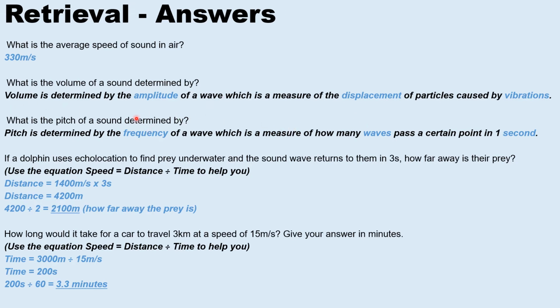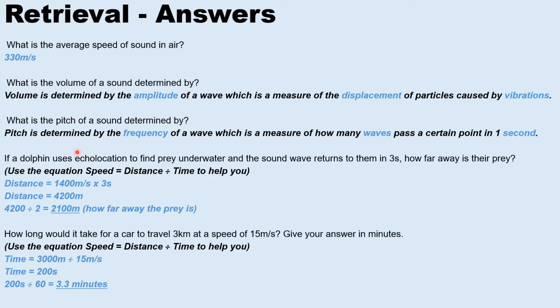What is the pitch of a sound determined by? So pitch is determined by the frequency of a wave, which is the measure of how many waves pass a certain point in 1 second. So that is the definition, remember, part of the definition of frequency.